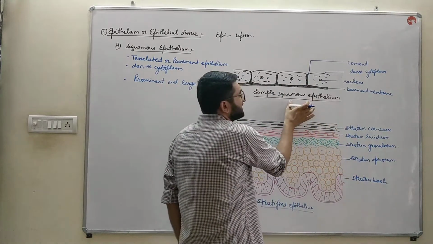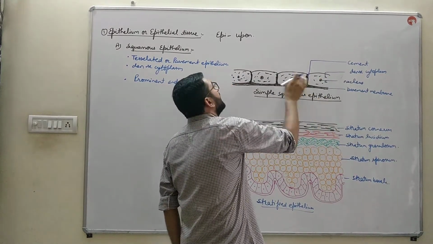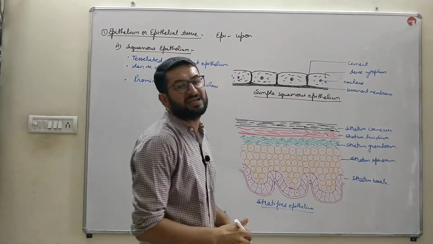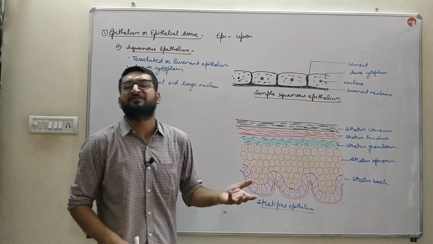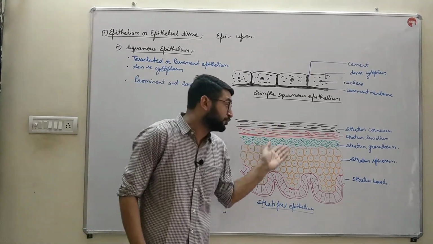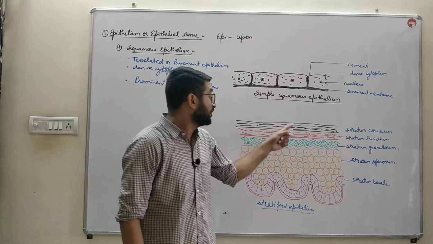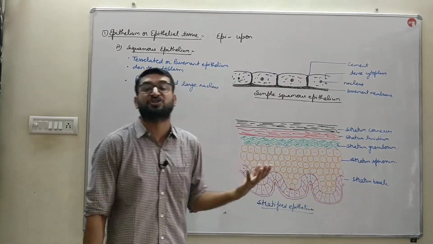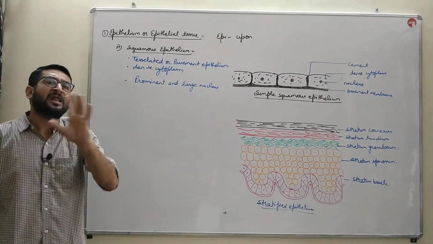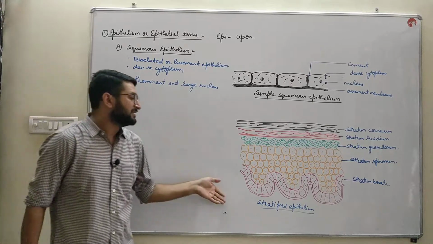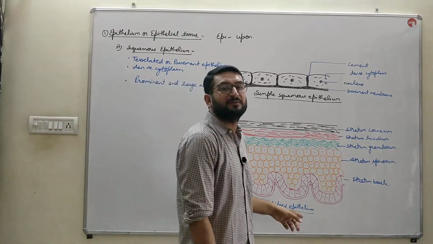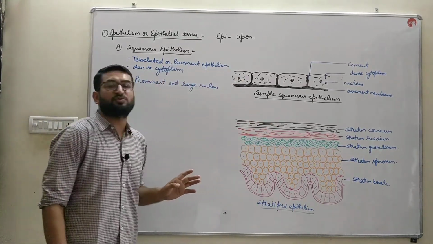So this is known as simple epithelium, in which one layer of cells is there, one kind of cells. Here 4 to 5 layers are there. Here 5 to 8 layers are there, and those layers are separate, different from each other. They are unlike each other. So that is the stratified epithelium, and this one is the simple squamous epithelium.